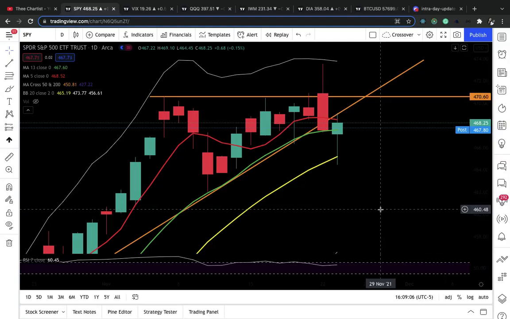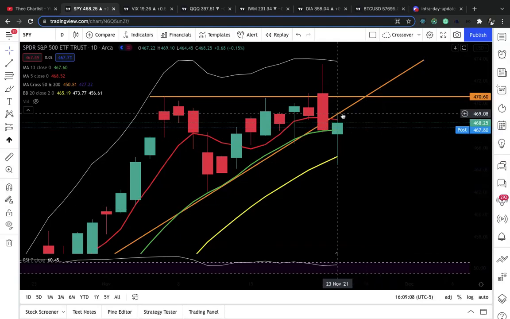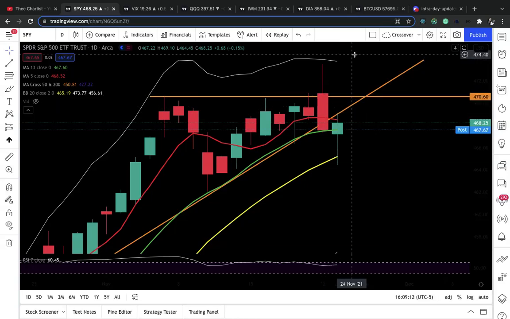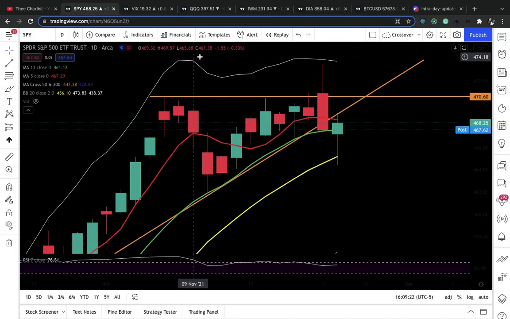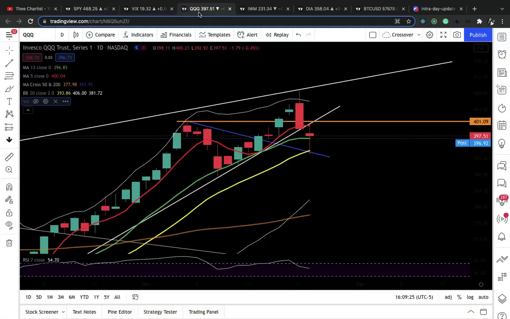So that's what I want you guys to watch out for tomorrow. Can we reclaim this trend? If we do, get bullish, buy that recapture. If not, that's bearish. Either way, continue to short at resistance and continue to go long at support. All right, that's what I got for the SPY today.